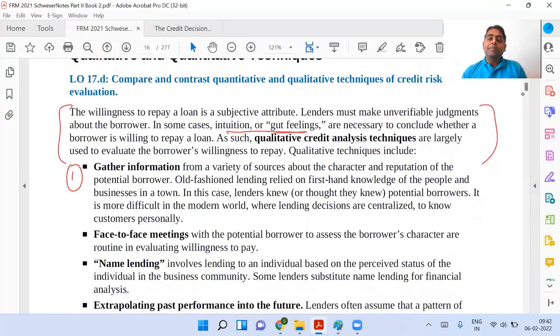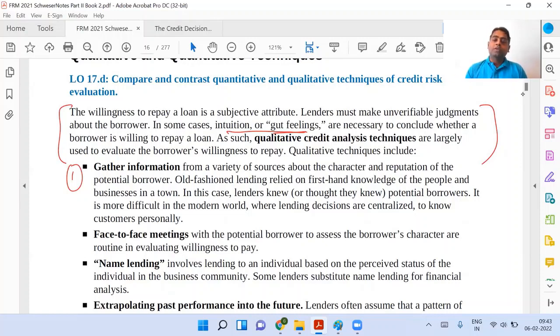Now this is the old school method. If I'm in a village and I'm looking out for money, the lender will ask a lot of people about me and get an idea whether I repay or not, because historically there was no method to identify my willingness to pay.